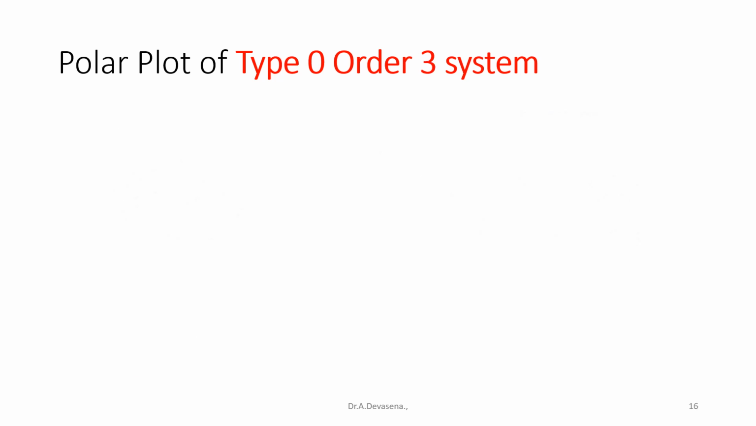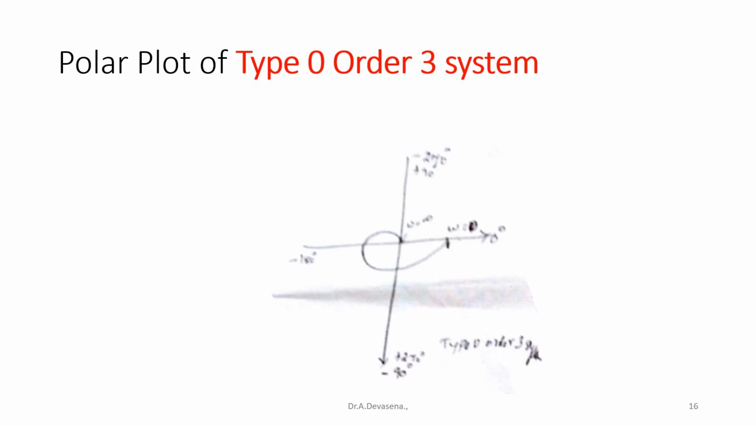Polar plot of type 0 order 3 system is shown below. As we already know, the type of the system indicates the starting point of the polar plot, and the order of the system indicates the end point of the polar plot. In this diagram, we have type 0 order 3 system. That is, the starting point of this polar plot is from 0 degree phase angle, and the end point of this polar plot is minus 270 degree. This is represented in this diagram.